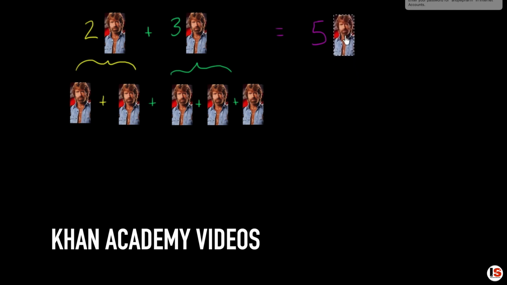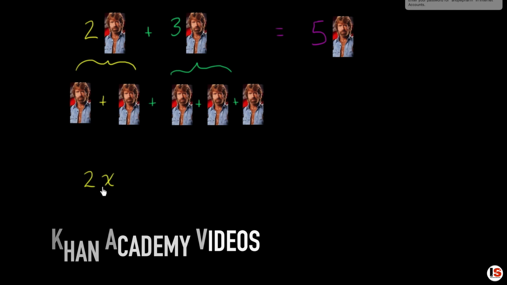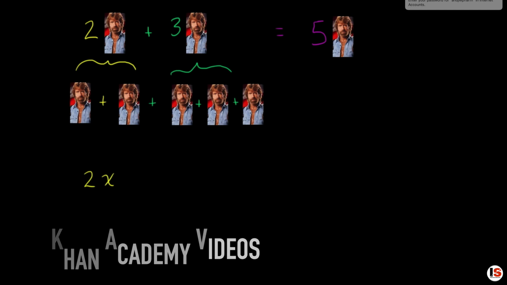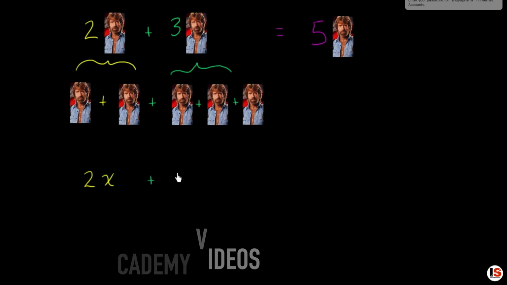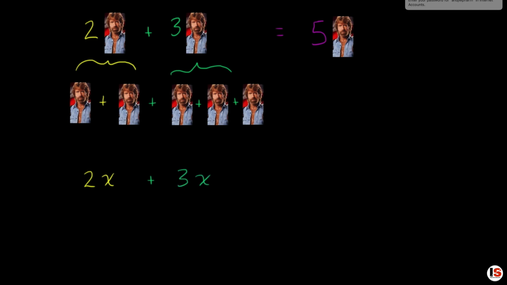Now let's get a little bit more abstract here. Chuck Norris is a very tangible thing. So let's go to a little bit more of traditional algebraic notation. If I have 2 x's, and remember, 2x, we could do this as 2 x's or 2 times x, and to that I were to add 3 x's. How many x's do I have?